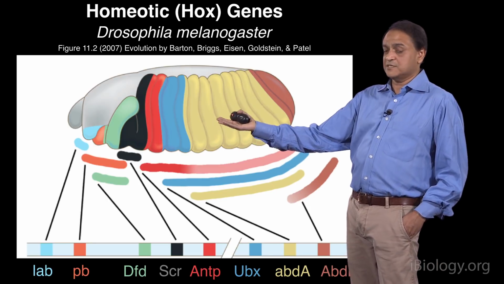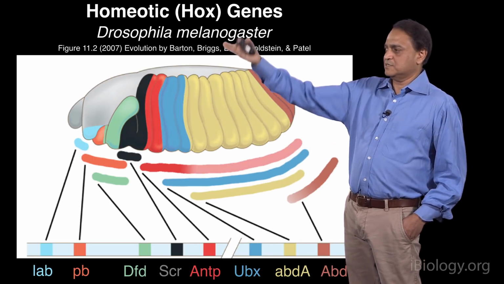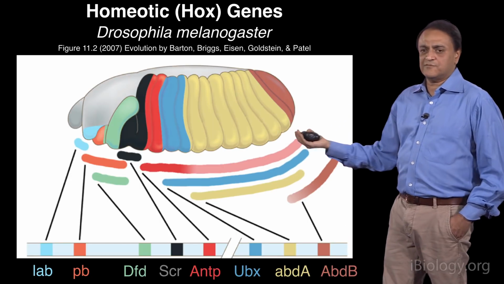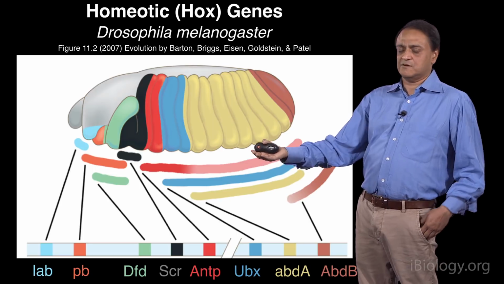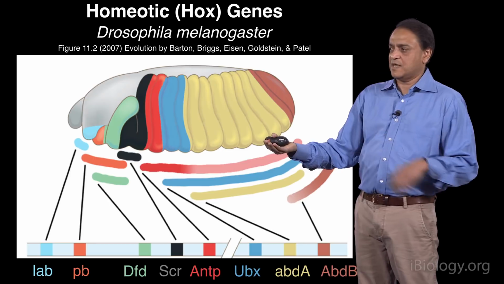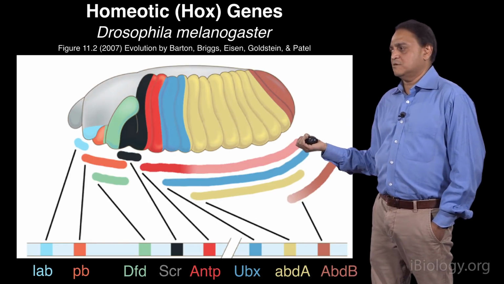So you're looking here at a side view of a fly embryo. This side is the ventral side, and this side is the dorsal side of the embryo. And then the colors indicate the different domains of expression of these various Hox genes. You can see they're expressed in these block-like patterns, and sometimes there's overlap in those patterns, headed from the anterior and the head to the posterior end.